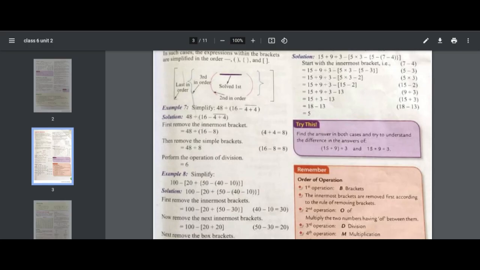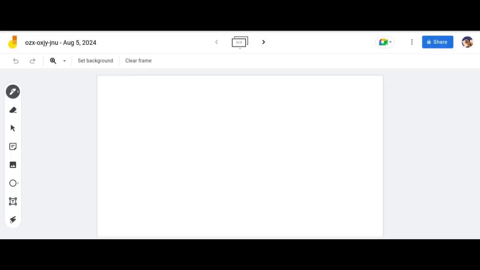Now you have to remember this: there is a question, then you have to put the brackets according to the rule. First one is 100, then minus, starting from the square bracket, the big bracket. Remember that if you start a bracket on one side, then you have to end it on the other side. Then there is 20 plus, then the curly bracket 50, then minus, then we close 40 into 10 in simple brackets, then the curly bracket, then the square bracket.